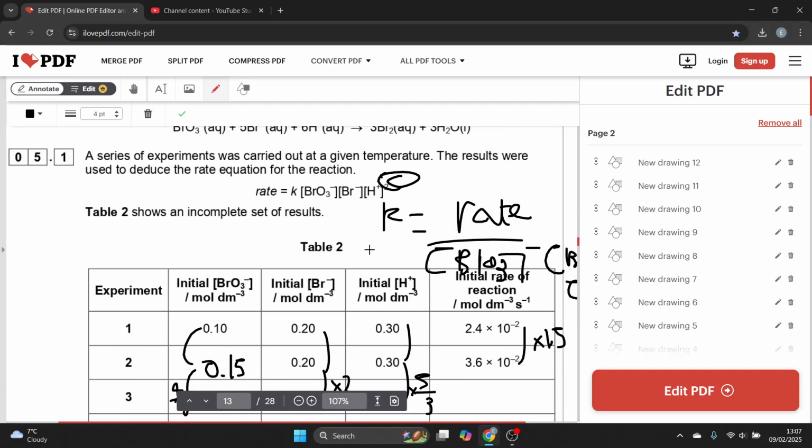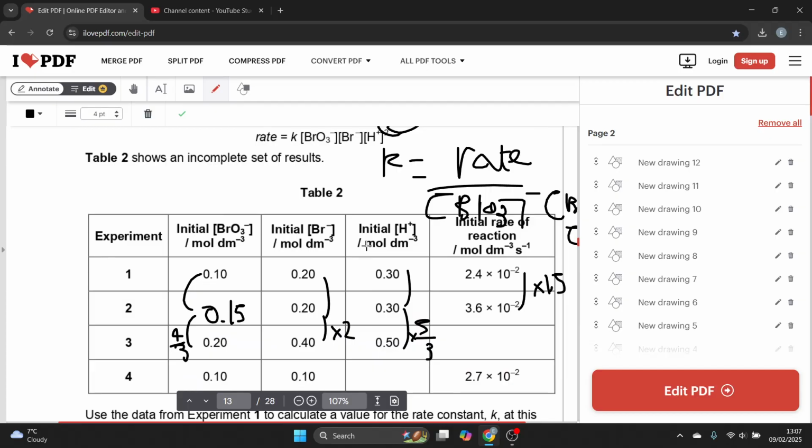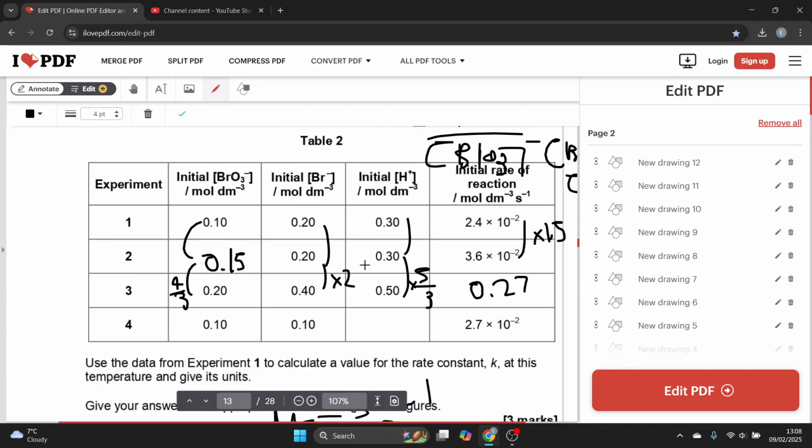And I know it's h plus squared, so it's going to be 4 over 3 times by 2 times by 5 over 3, but the 5 over 3 is squared, and then do 3.6 times 10 to the power minus 2 times by my answer to get 0.27. Just don't forget that it's squared.